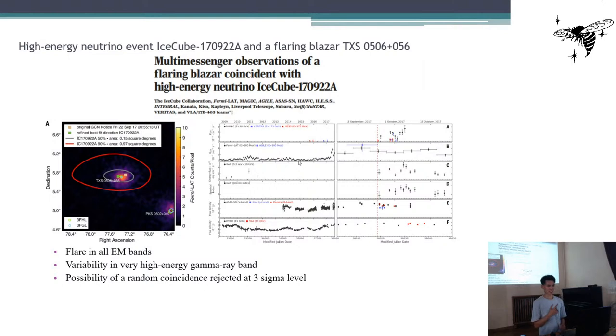Several days after this report, other gamma ray observatories such as MAGIC, VERITAS, and H.E.S.S. reported on the flare in the very high energy gamma ray band. Other observatories followed up with their observations, and it was found that the blazar was flaring in every electromagnetic band. As well as that, the blazar had an interesting variability in the very high energy gamma ray band. Using statistical analysis, the authors rejected the chance of a random coincidence at the 3 sigma level, which is not enough for a definitive association, but enough for a plausible association.